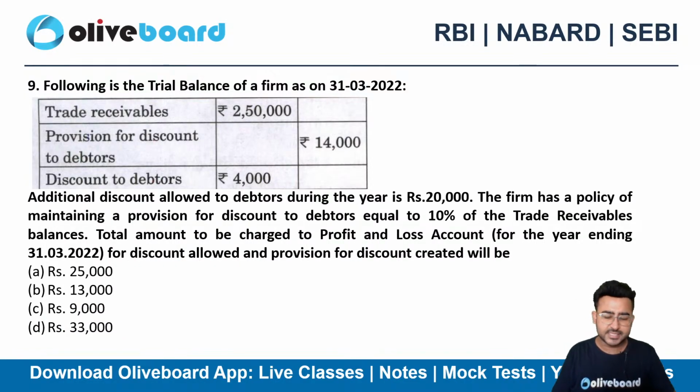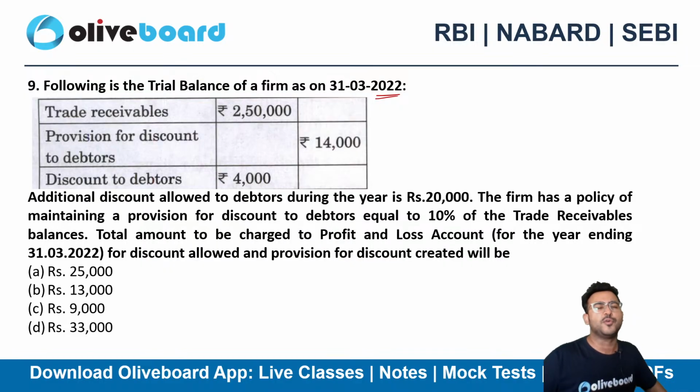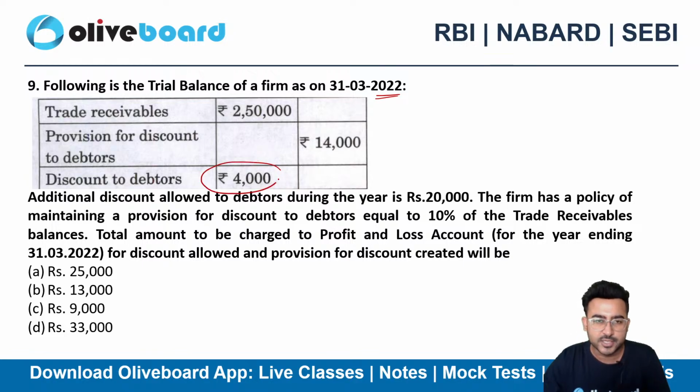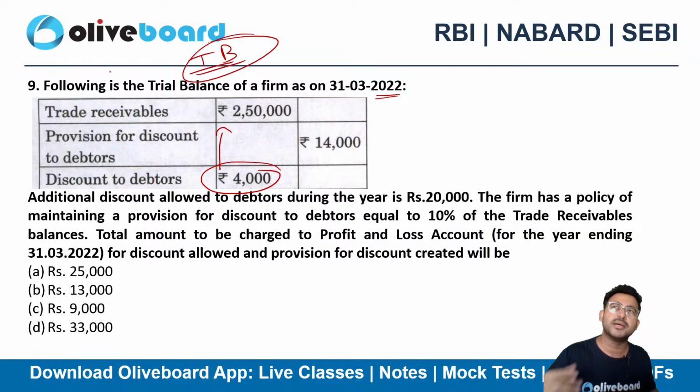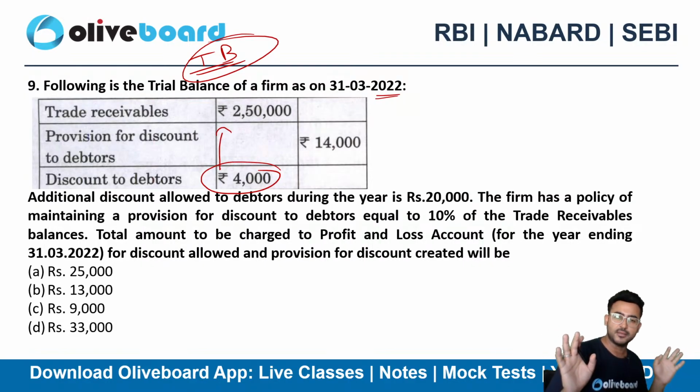Next question, a very similar question related to question number 8 only. ट्रायल बैलेंस दे दिया है 2022 का, ट्रेड रिसीवेबल्स दे दिए वापस से 2,50,000. प्रोविजन फॉर डिस्काउंट ऑन डेटर, दिस इज अ प्रोविजन. We might give a discount in the near future, so 14,000 का provision I have made. How much discount I have actually given to the debtors? 4,000, right? So this discount is already adjusted in the value of trade receivables. Why? Because this is appearing in the trial balance. So I must have passed a journal entry, discount account debit to trade receivables, already.